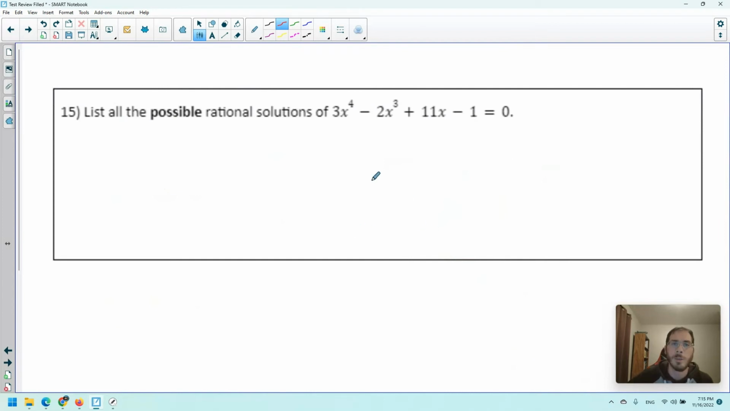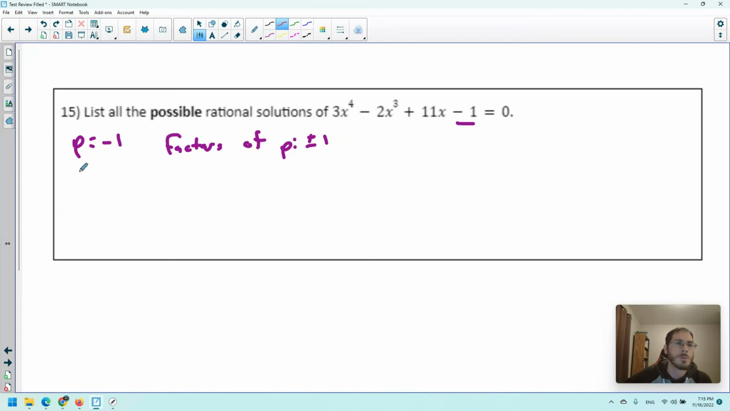15 lists all the possible rational solutions. So we don't need to solve anything. We just need the possible ones. So this is where we've got our p's and our q's. So remember, p is always going to be our number on the end. Ignore the equals 0. So since p equals -1, the factors of p are just going to be 1 and -1. So plus and minus 1.